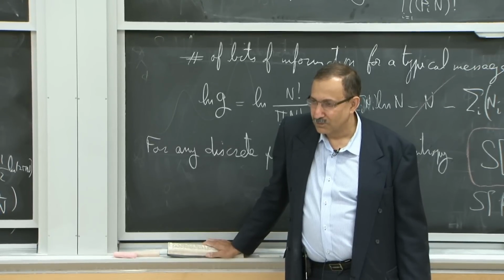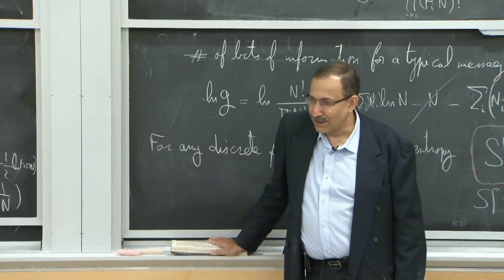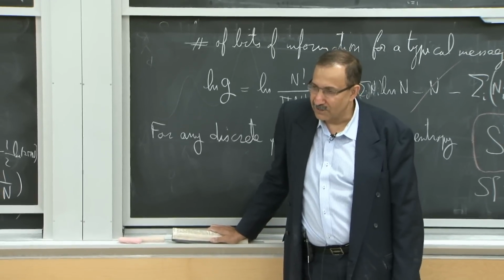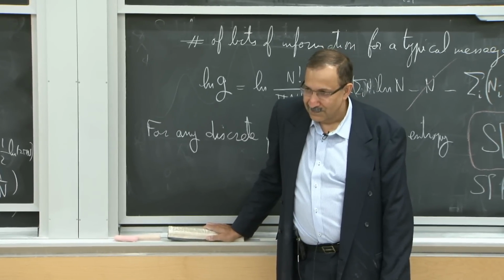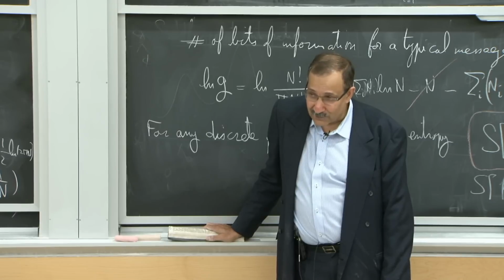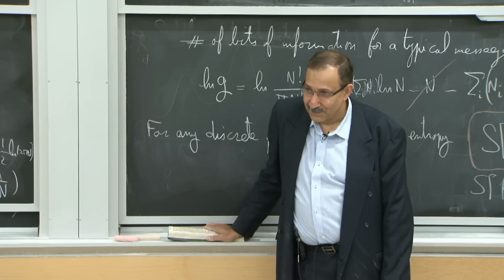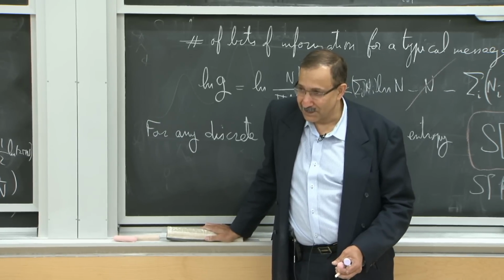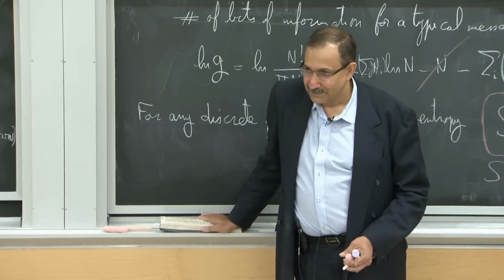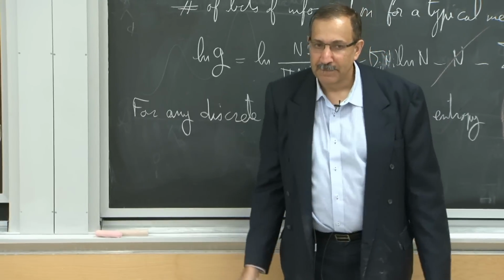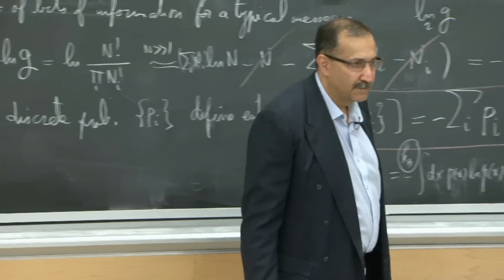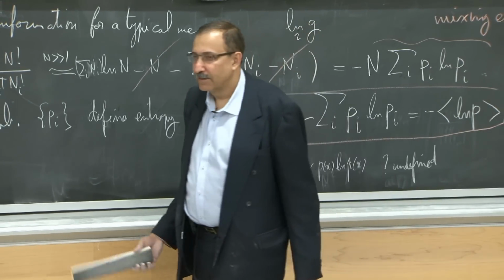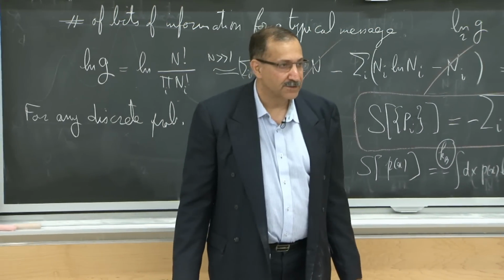If you know that the coin that I'm throwing is biased so that it always comes heads, then I don't have to send you any information. Otherwise, every time I throw the coin, you have 1 bit of information. Other questions?